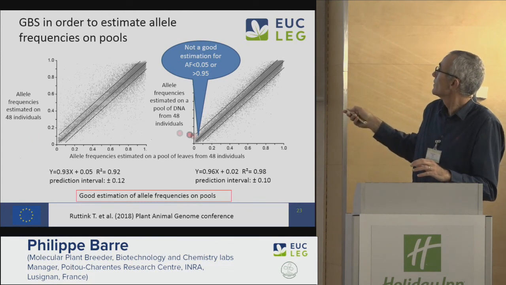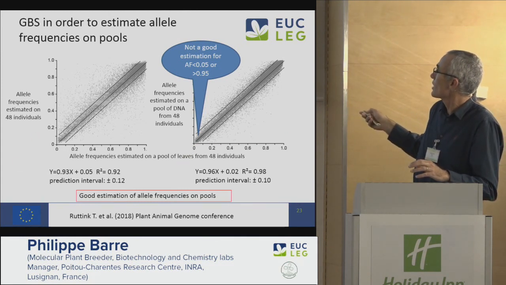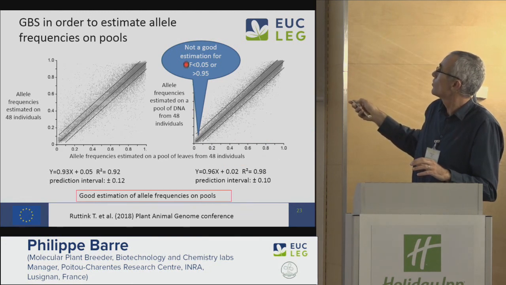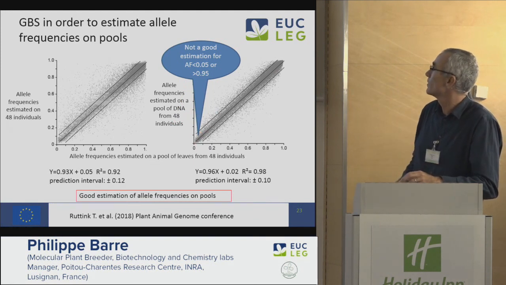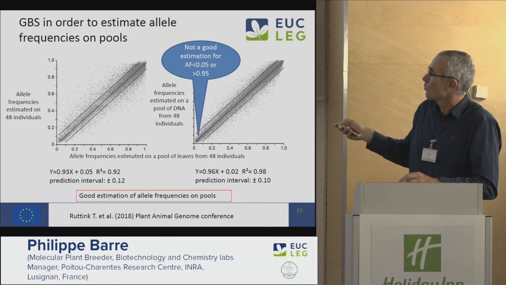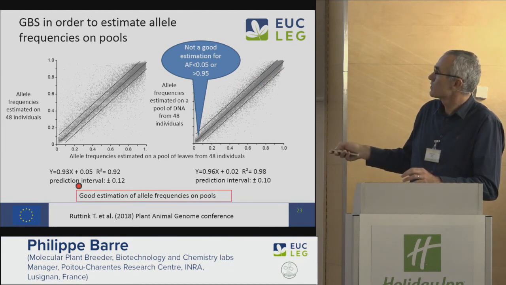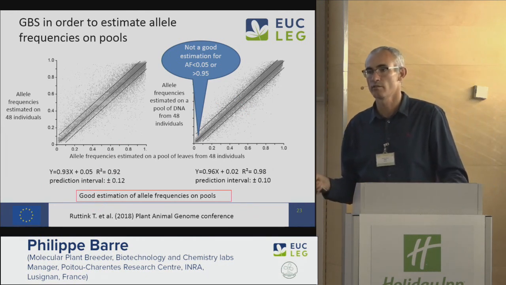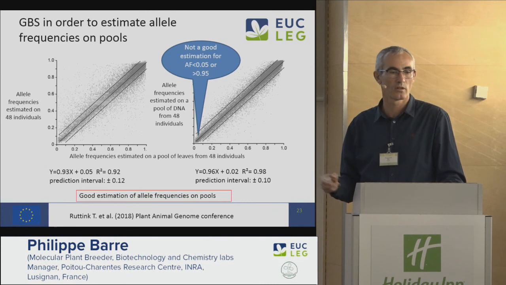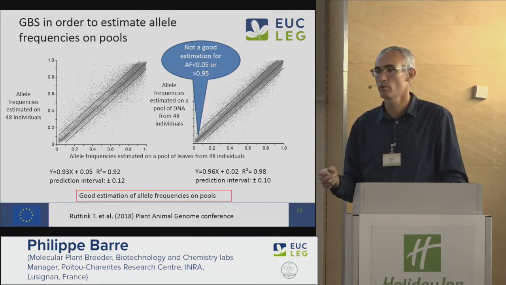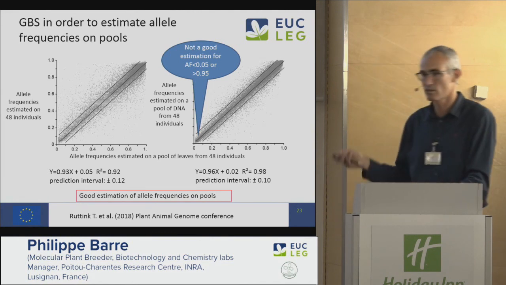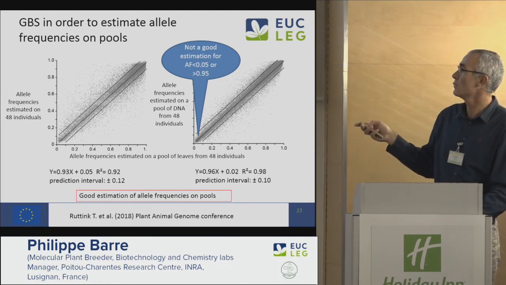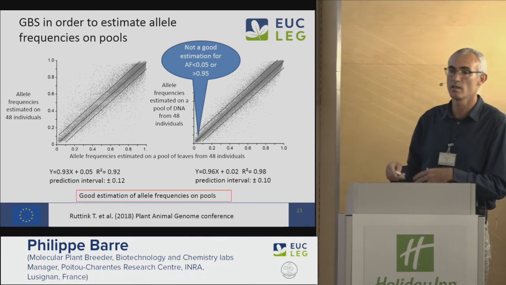And this here, it's, so in X it doesn't change, so a pool of leaves, and here it's a pool of DNA from the individuals. And here also you have a very good correlation. What you have to know is that the estimation is good, but you see the prediction interval is about plus or minus 0.12. So you can differentiate between 0.2 and 0.6, but 0.2 and 0.25, it's not possible. But still, it's very convenient, and it allows us to study many populations.